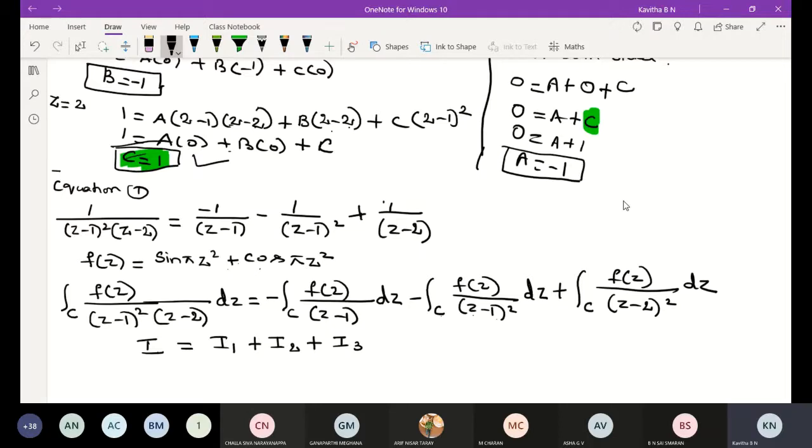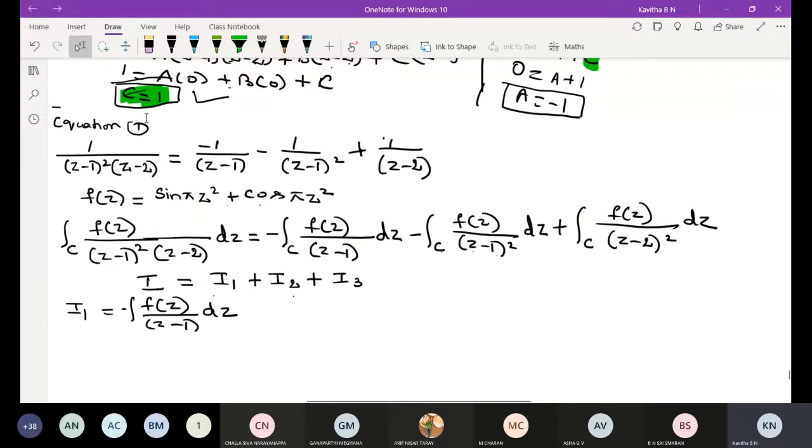Then one by one we can solve the problems. Together is very lengthy and also confusing, that's why take down one by one. First take down I1, then I2, then next we are taking I3. Then I1: write down, I1 is minus integral of f of z divided by (z minus 1) into dz. First what we have to do here, write down up to equation 1.